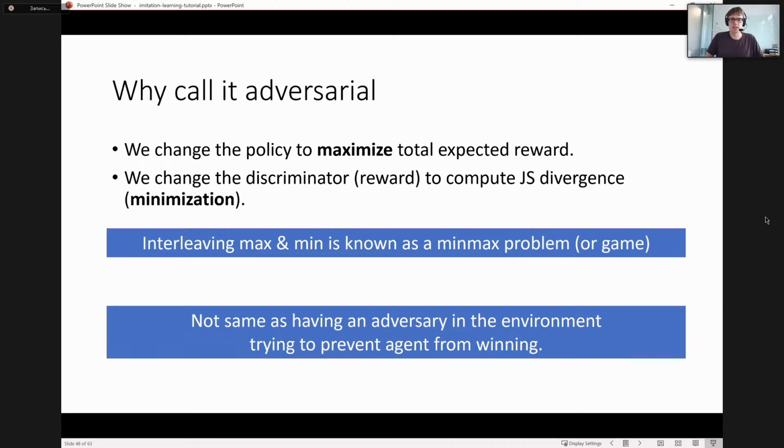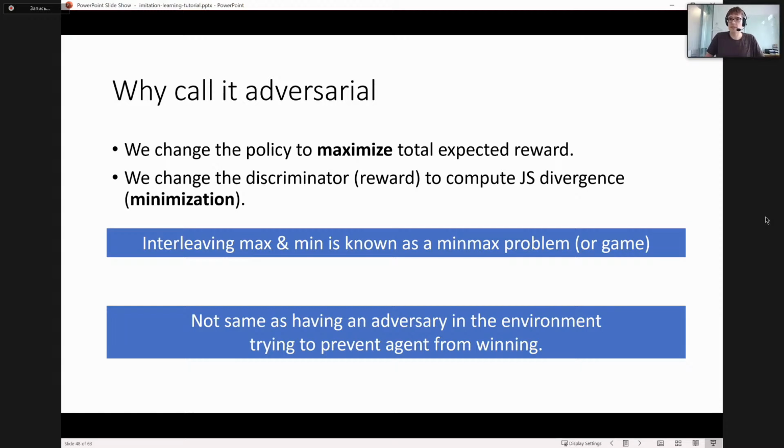And I just wanted to say that the reason this is called adversarial is because we're solving a min-max problem. This is not the same as having an adversary environment that is trying to prevent me from winning. If I'm doing Minecraft, and I'm training the agent to do useful things, and there's some other agent in the environment trying to make me lose, doing mischief, that is not the meaning of adversarial that is used in that algorithm.